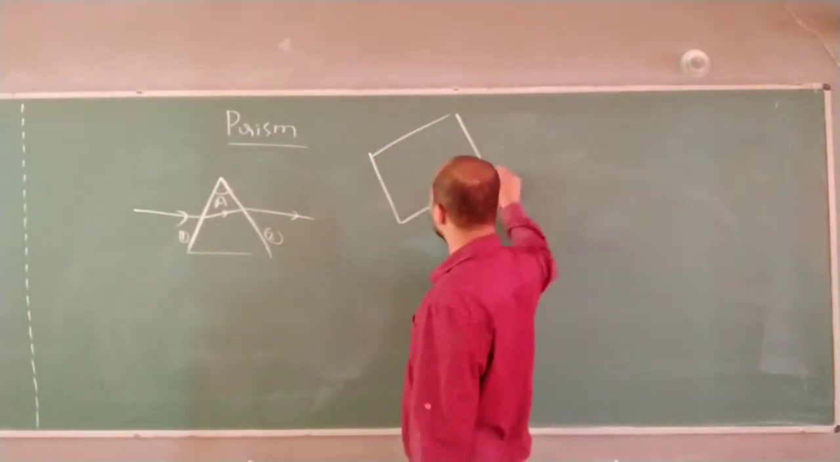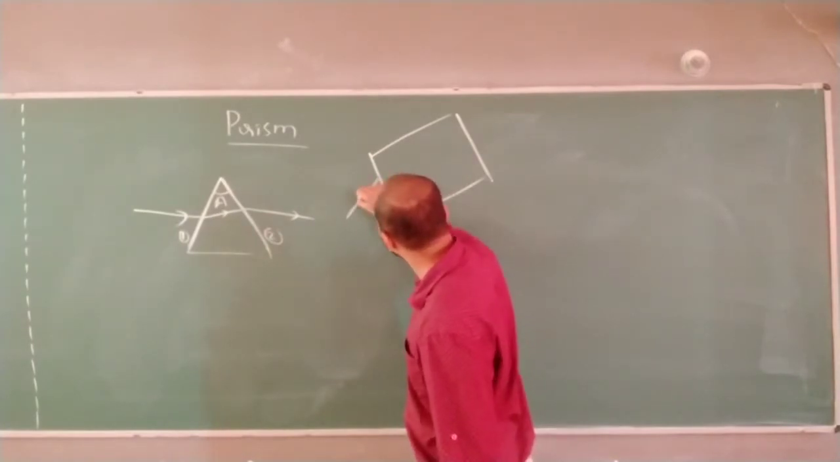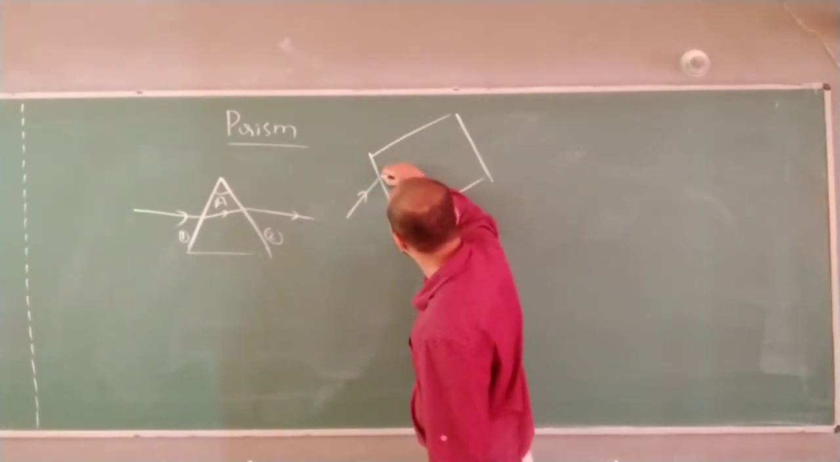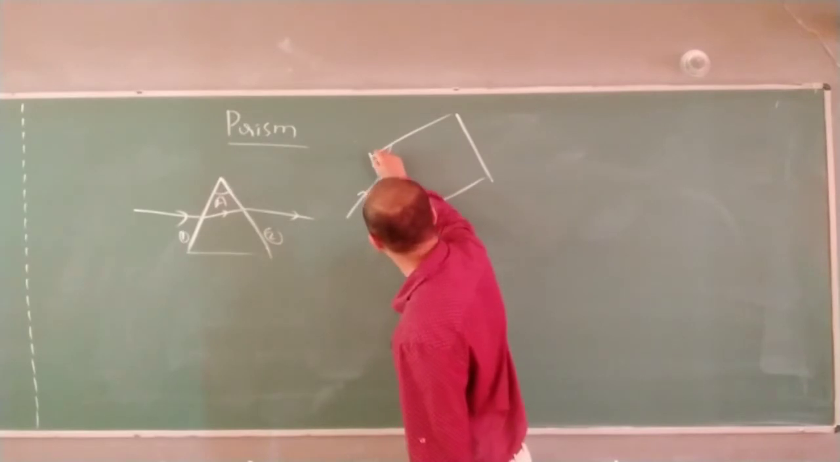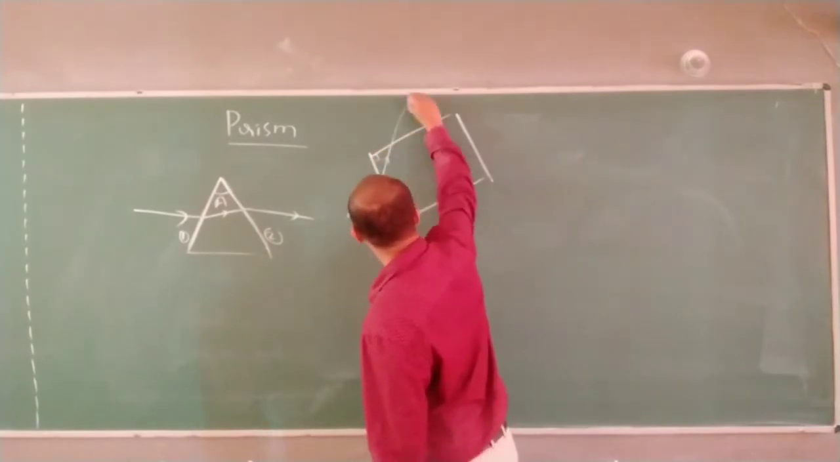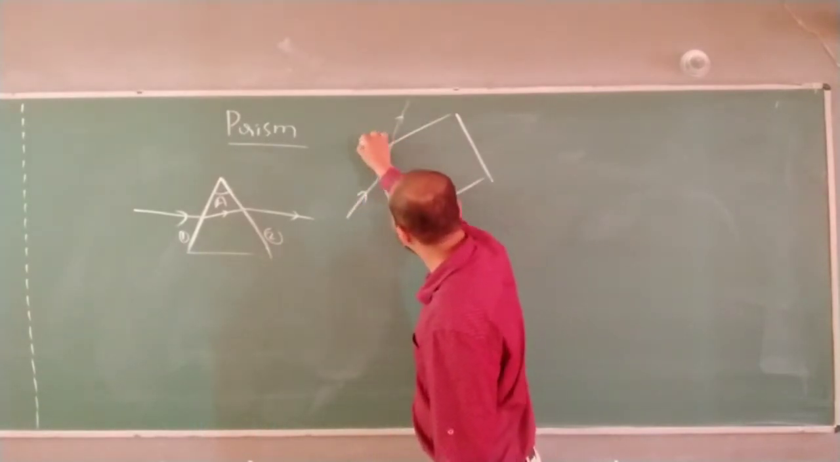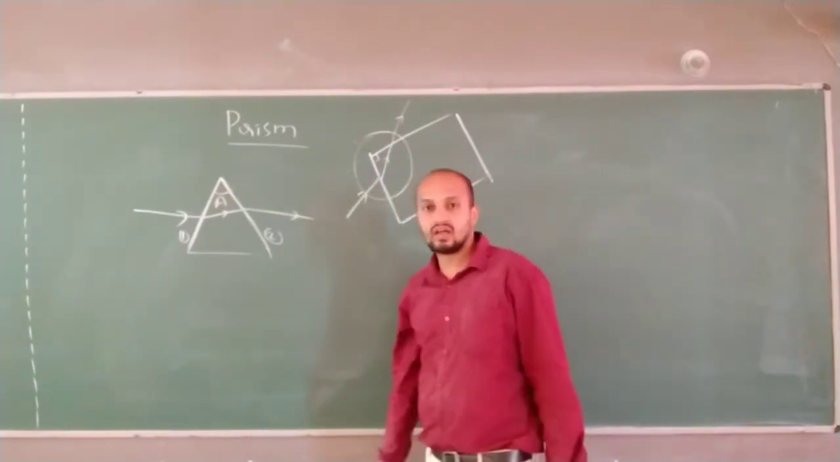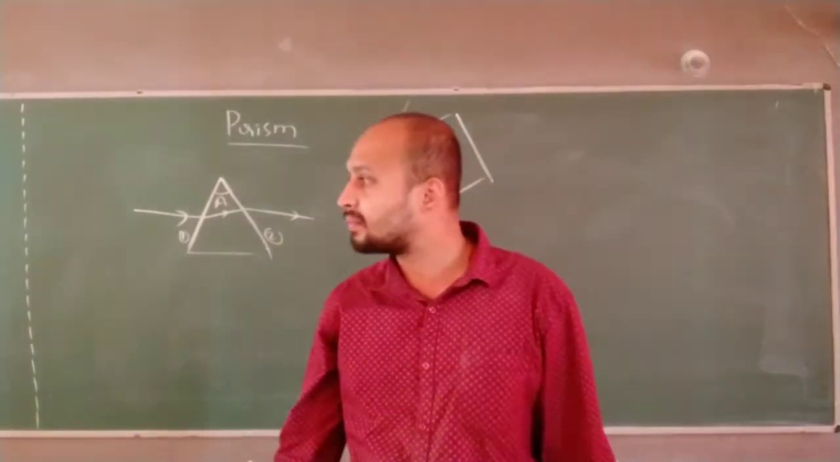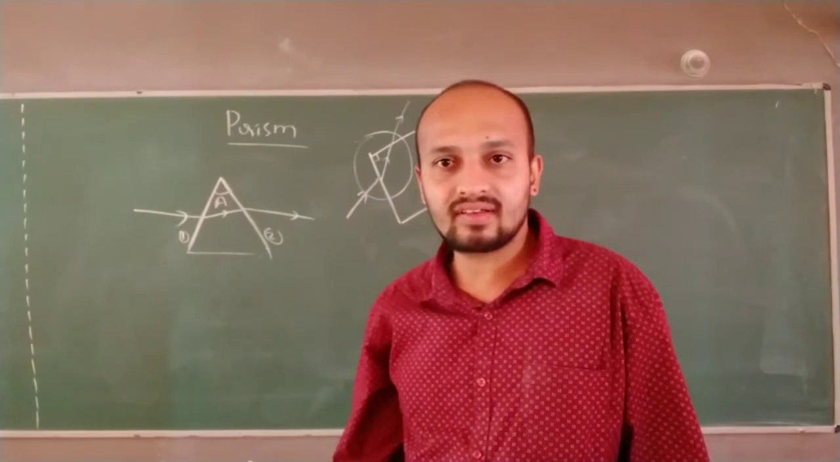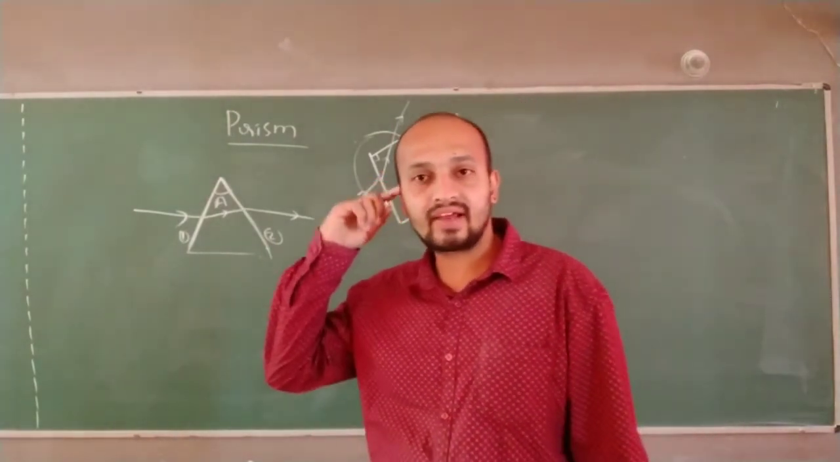If I take one glass slab, imagine that I am sending one light like this. This light will travel like this, it will be 90 degrees, and it will travel like this. Correct? Now if you observe this portion, it will behave like a prism itself. It is behaving like a prism.